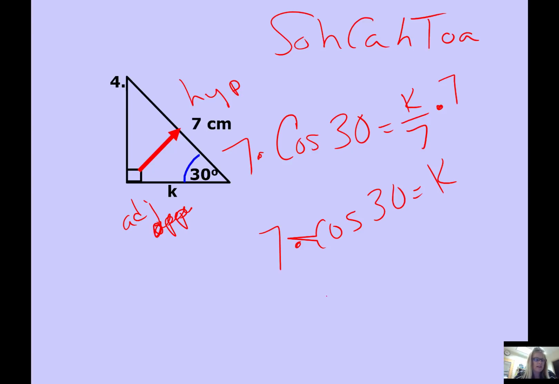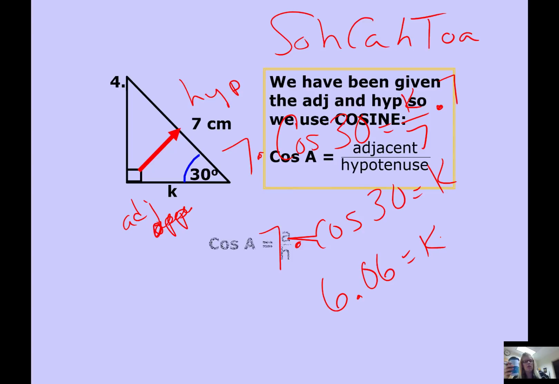So I would have gotten an answer of 6.06. That's going to be my k. A good thing to know is your hypotenuse should always be the longest side. Always, always, always. Is 7 larger than 6.06? Did you say yes? Yes. If so, then you have the correct answer. Alright.